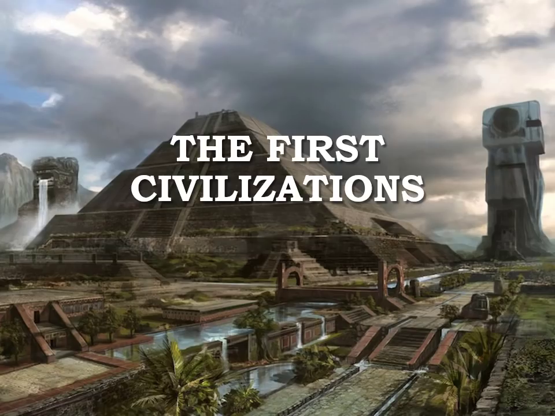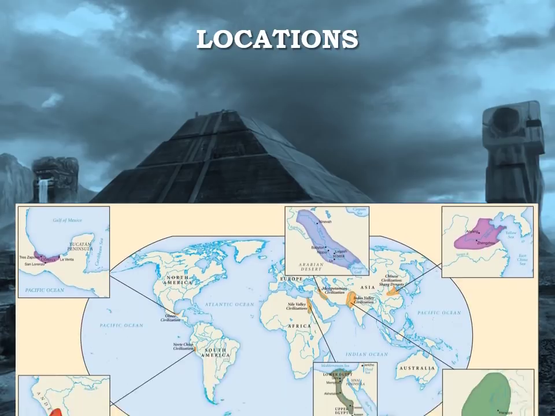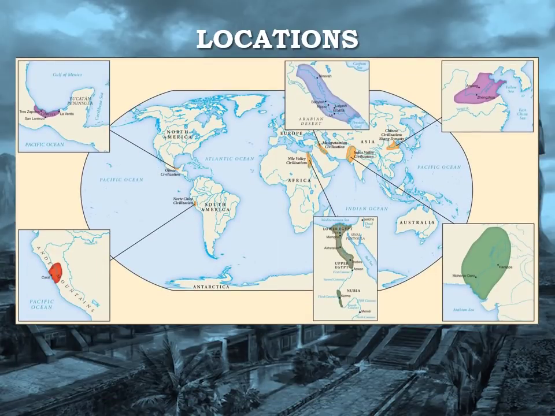Friends and enemies. So we're looking at the first civilizations today. Fun times. The first civilizations, you do need to know the locations. Almost all of them are by a river. How fun. Or they're by the coastline.